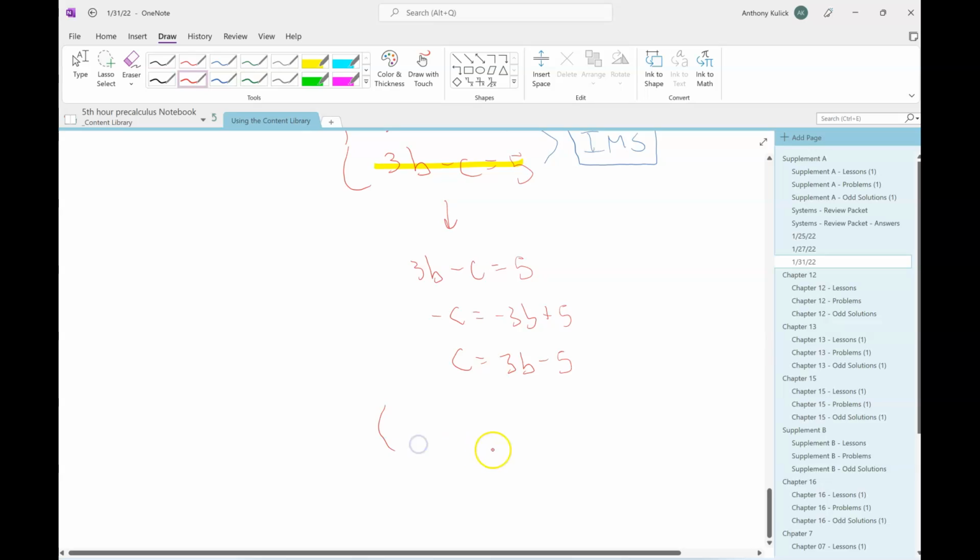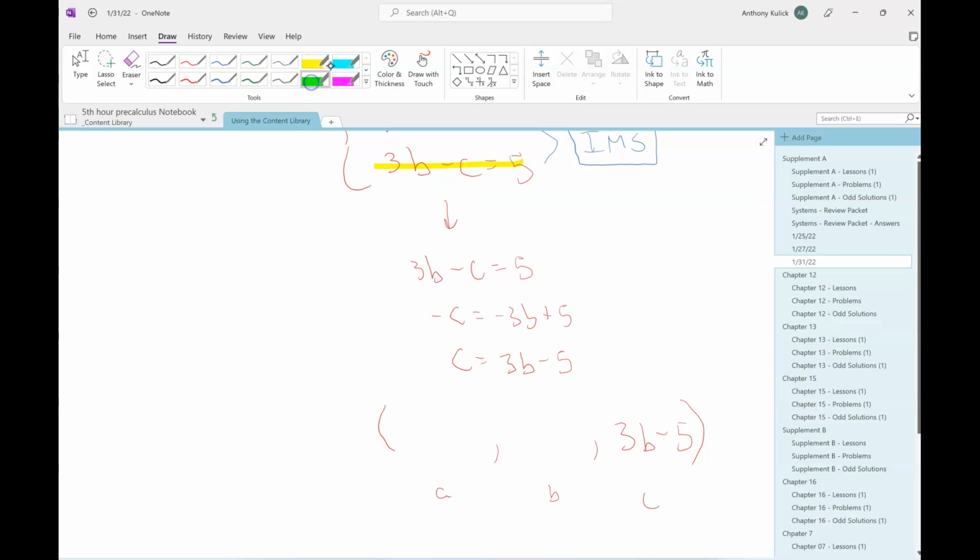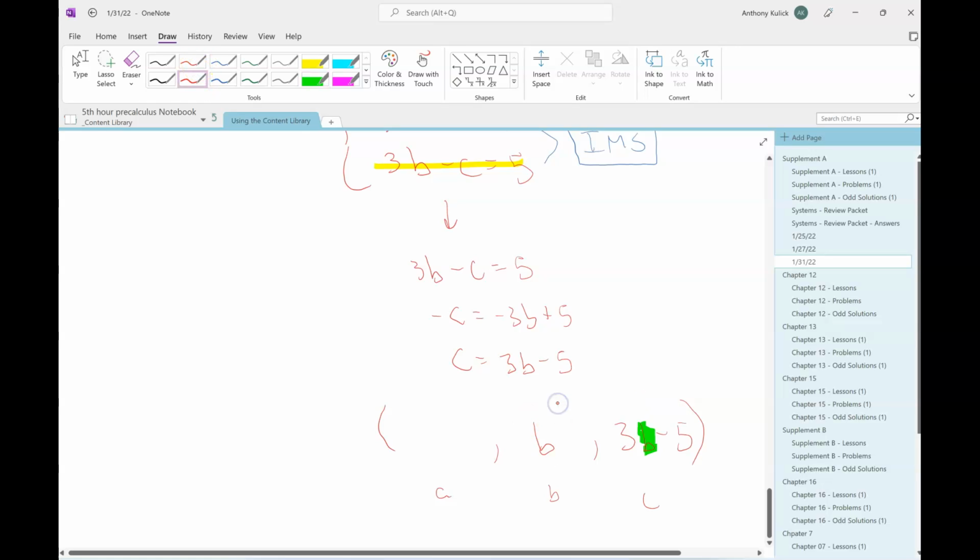So what this says then is in my ordered triple, the C component, like my A, B, and C components, should be 3b minus 5. Because this component is in terms of B, the B component is just going to be B. It's just going to be itself. B is like the independent variable in a function. Everybody okay so far?